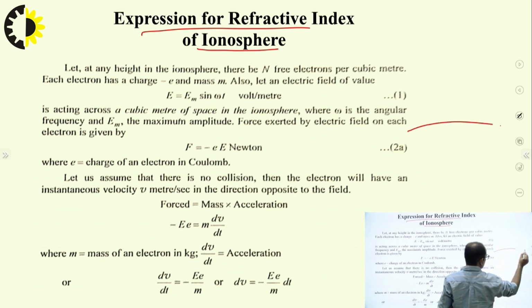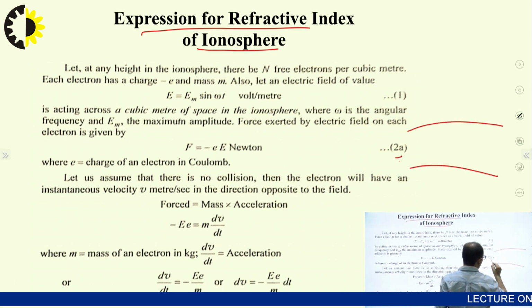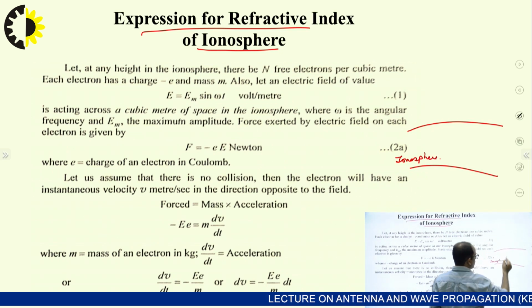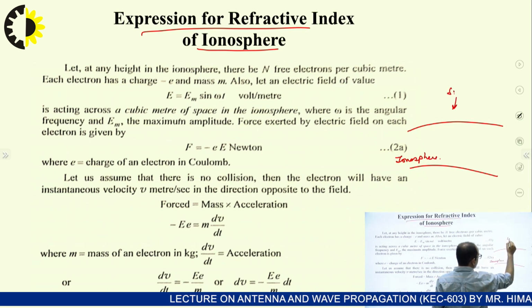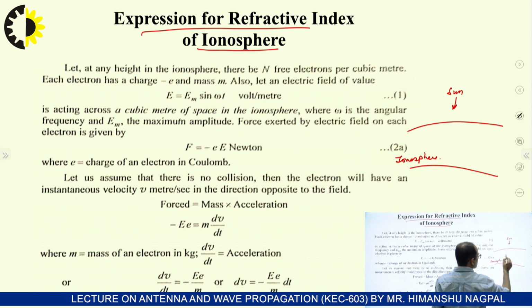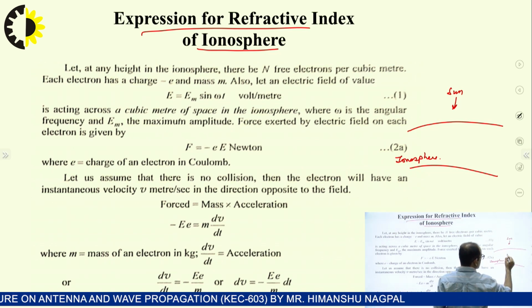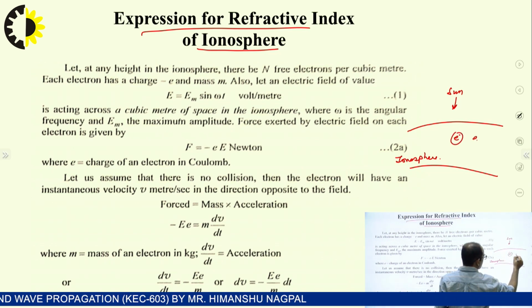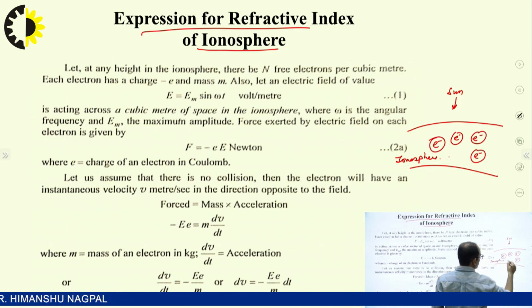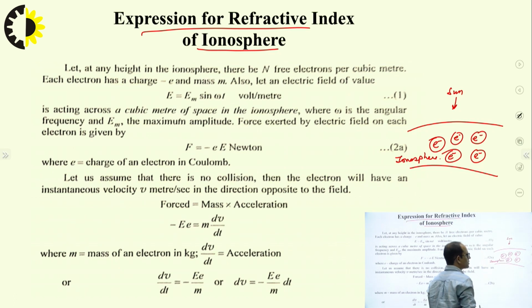Now see, this is the ionosphere layer. During the sun, this ionosphere layer has molecules, and because ionization takes place, there will be some free electrons there.